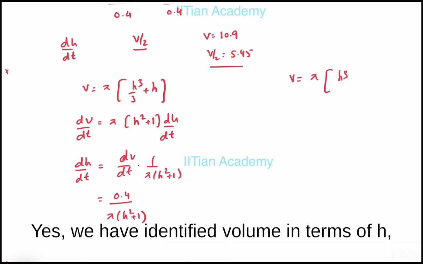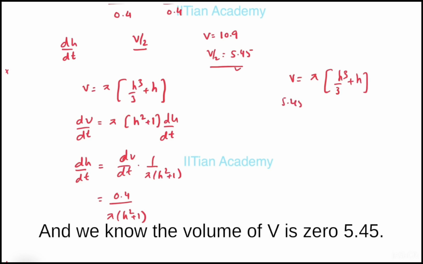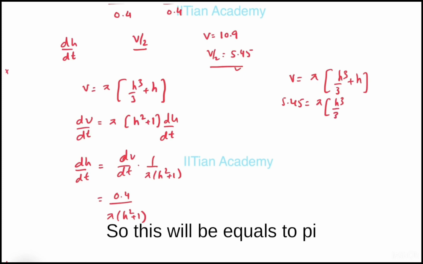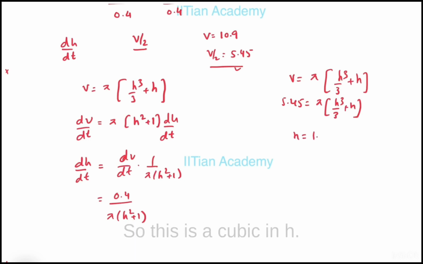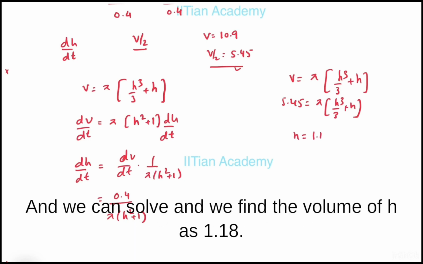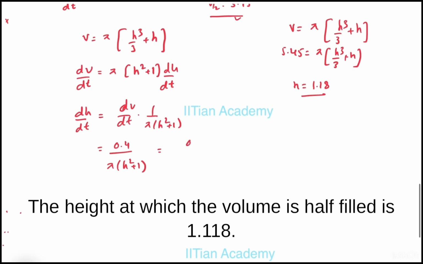Yes. We have identified volume in terms of h, that is pi into h cube by 3 plus h, and we know the volume V is 5.45, so this will be equal to pi into h cube by 3 plus h. So this is a cubic in h, and we can solve this and we can find the value of h as 1.18. The height at which the volume is half filled is 1.18.